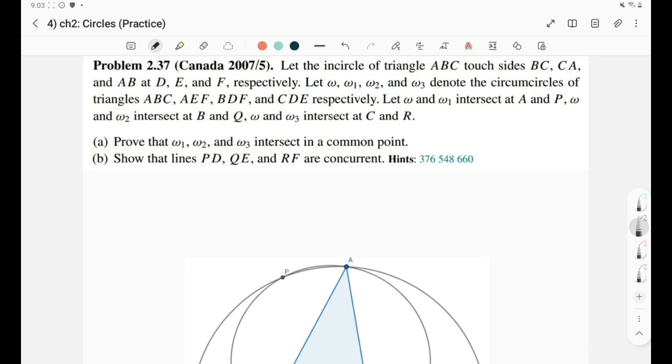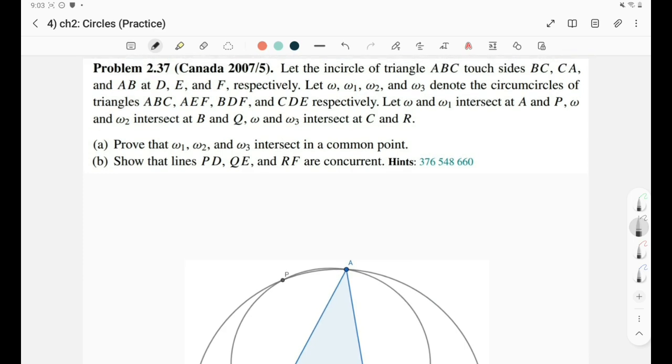The question is asking us to simply draw a triangle ABC, take the incircle and the contact triangle DEF, and then omega is the circumcircle of ABC. Then they're giving us 3 circles, omega 1, 2, and 3, that are the circumcircles of AEF, BDF, and CDE. They're telling us that omega and omega 1 intersect at A and P, so they're defining point P as the second intersection between omega and omega 1. Similarly, they're defining Q and R.